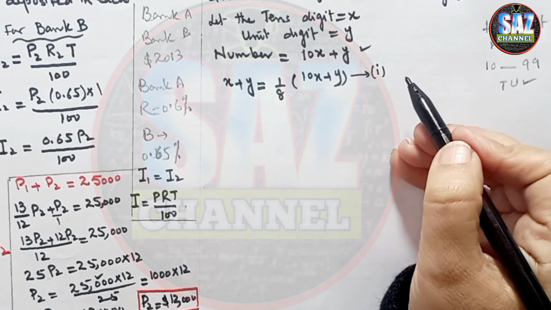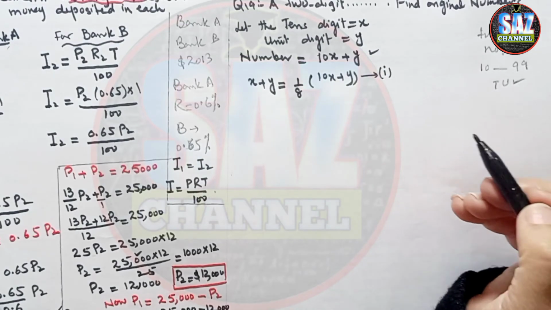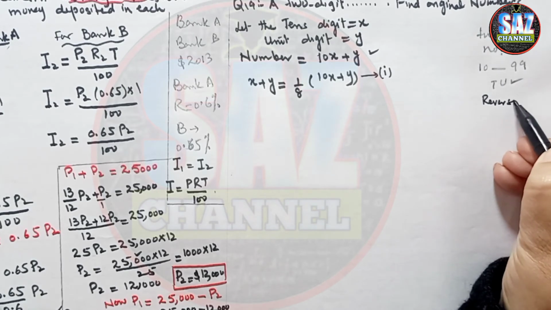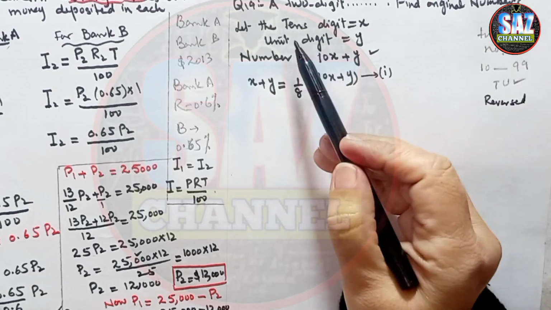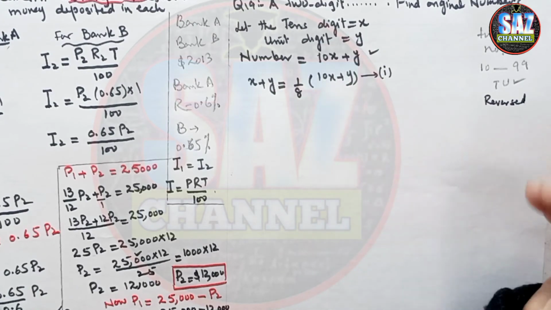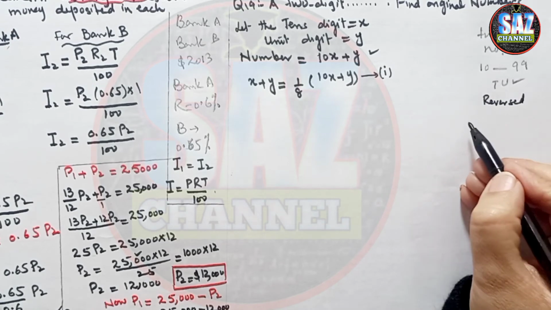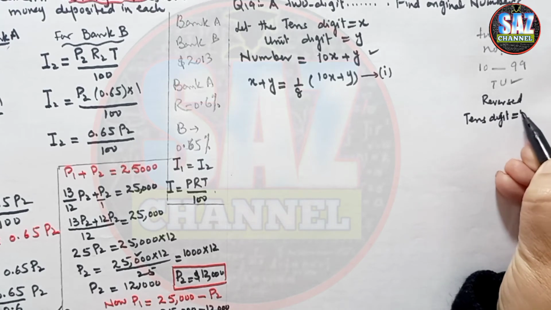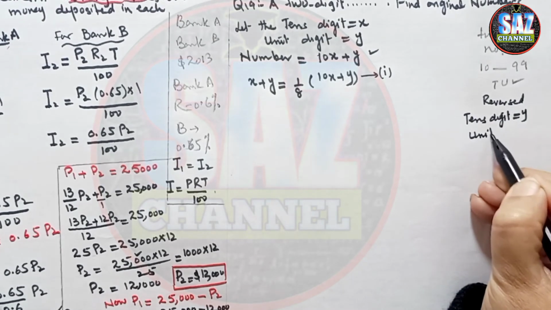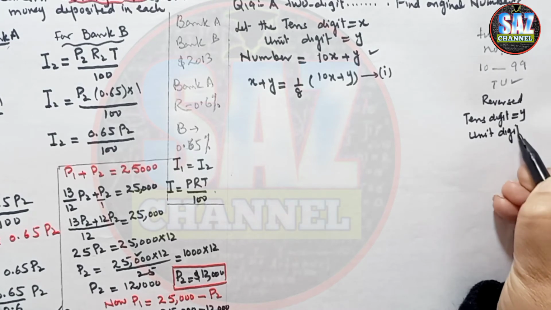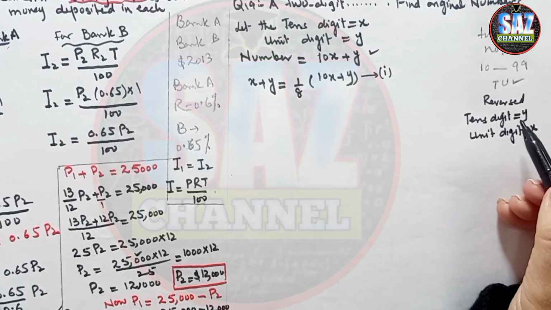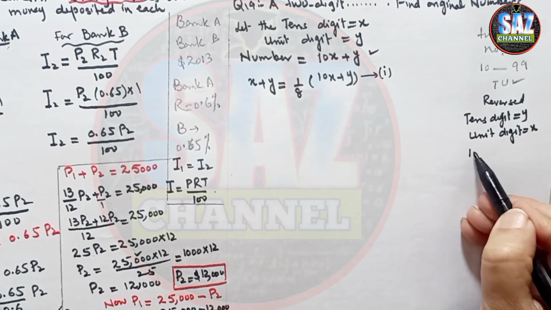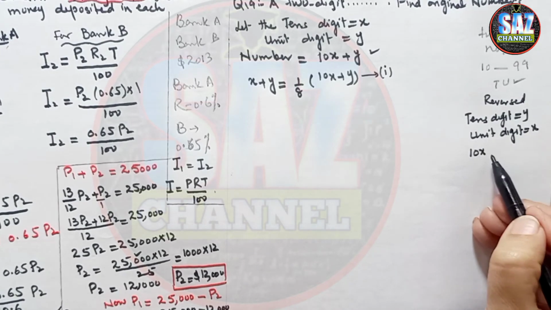Then the question says when the digits of the number are reversed. This is really important. Reversed. What do we mean by this? That the digits are reversed means that if x is the tens digit and y is the unit digit, now the tens digit is y and the unit digit will become x. So the formation of the number will be, now as the tens digit is y, 10y plus x.